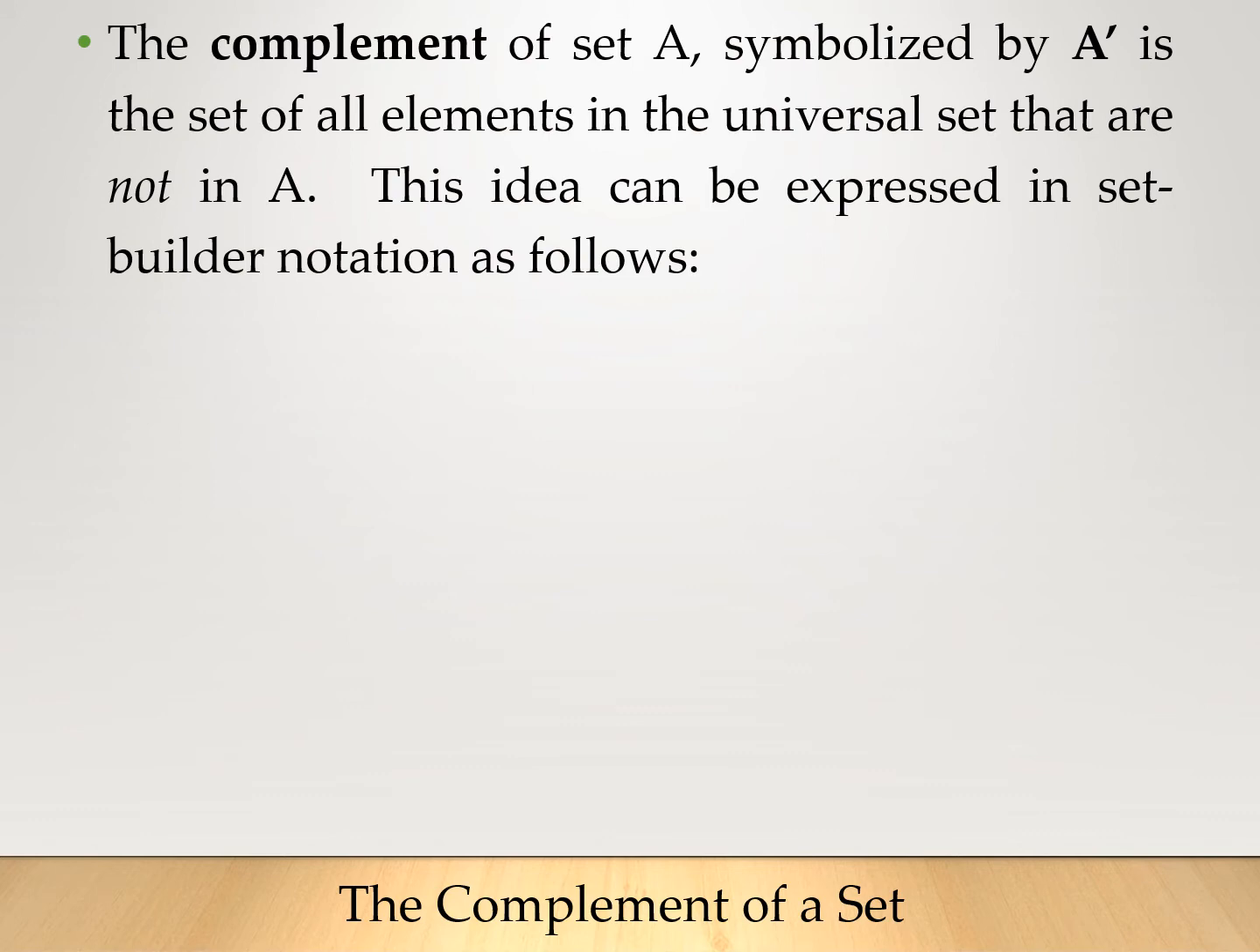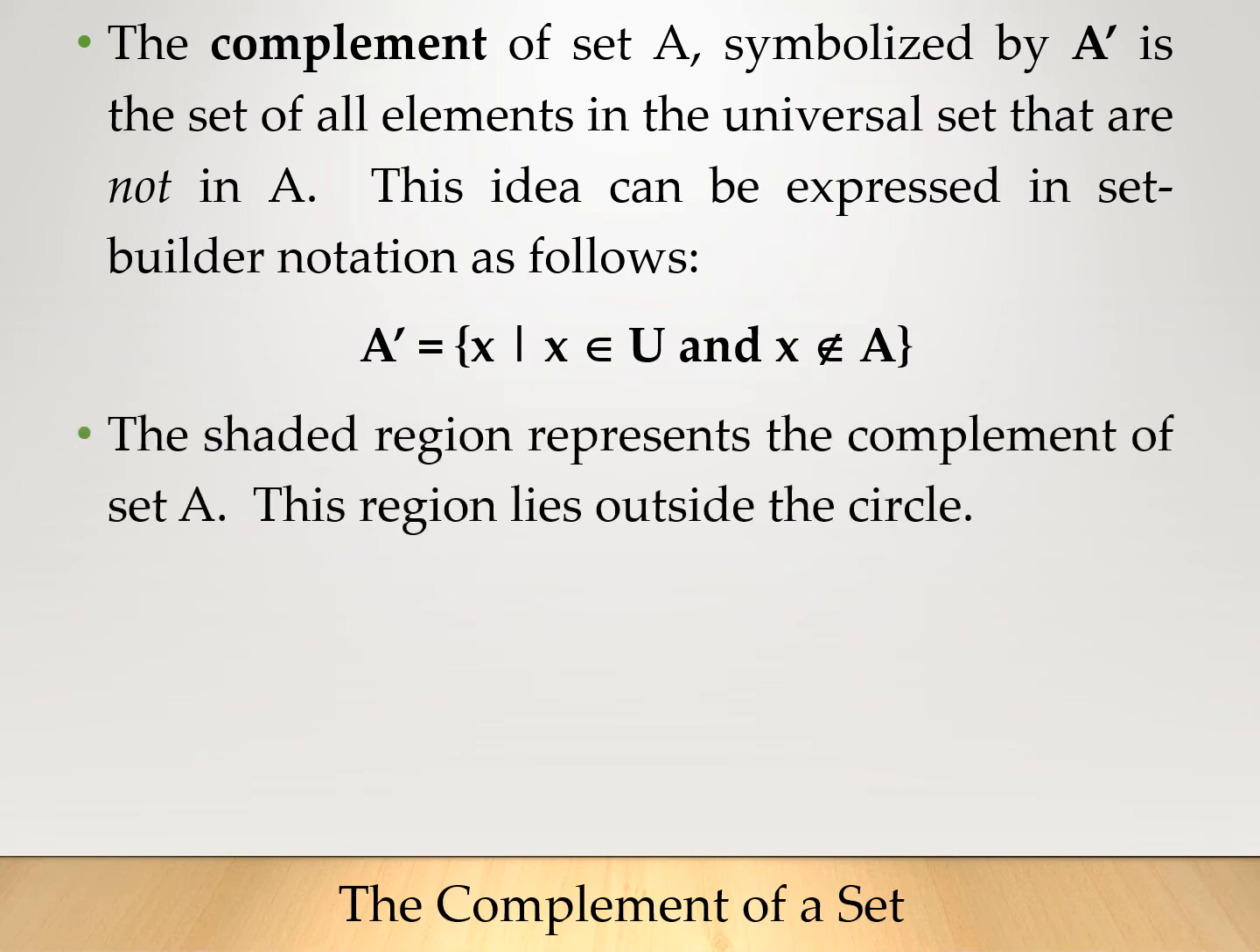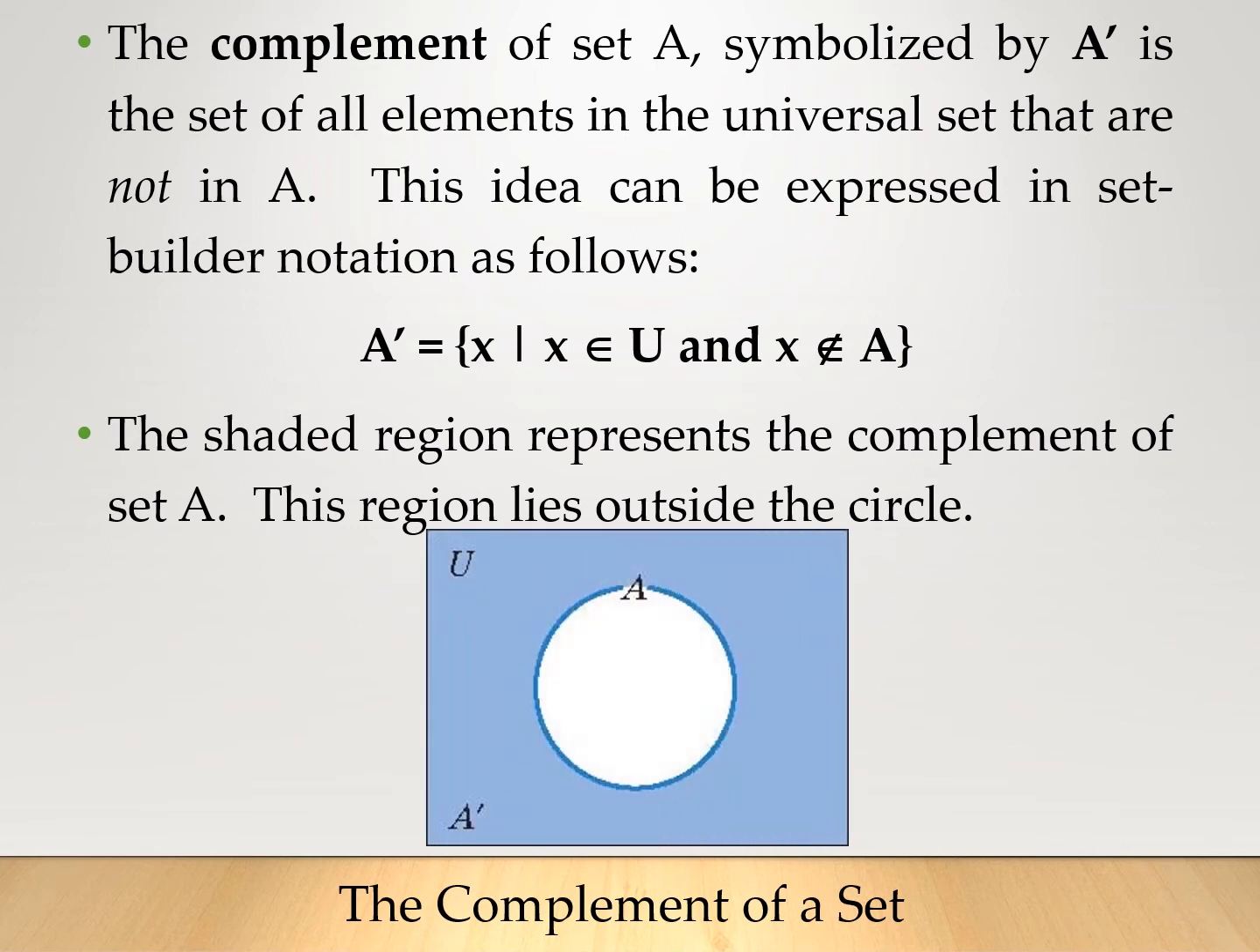We go back to the complement of a set. The complement of set A, symbolized by A prime, is the set of all elements in the universal set that are not in A. This idea can be expressed in set builder notation as follows: A prime equals the set of all x such that x is an element of the universal set and x is not an element of A. The shaded region represents the complement of set A. This region lies outside the circle. So we have this Venn diagram representing the complement of a set.